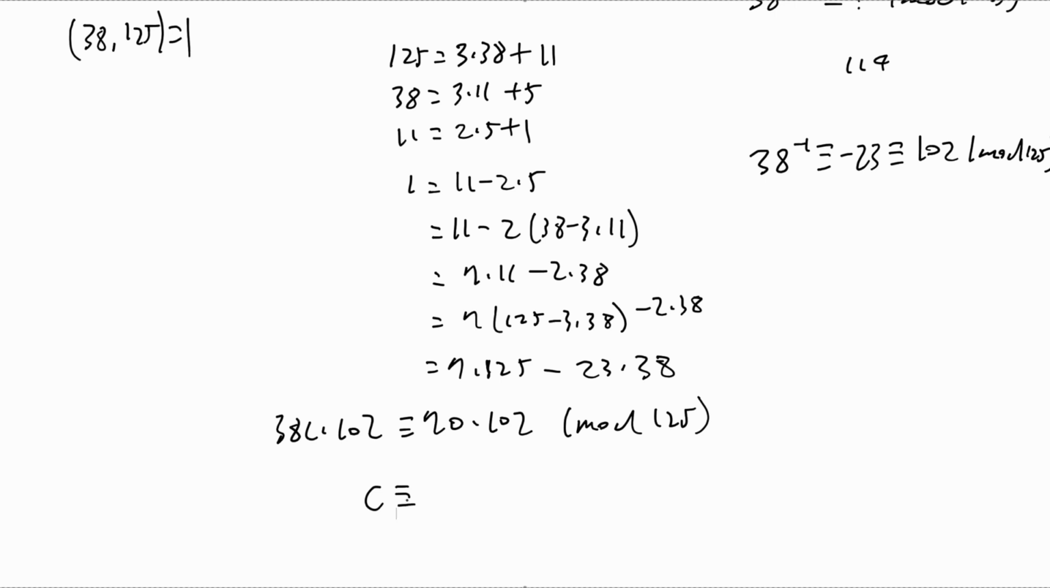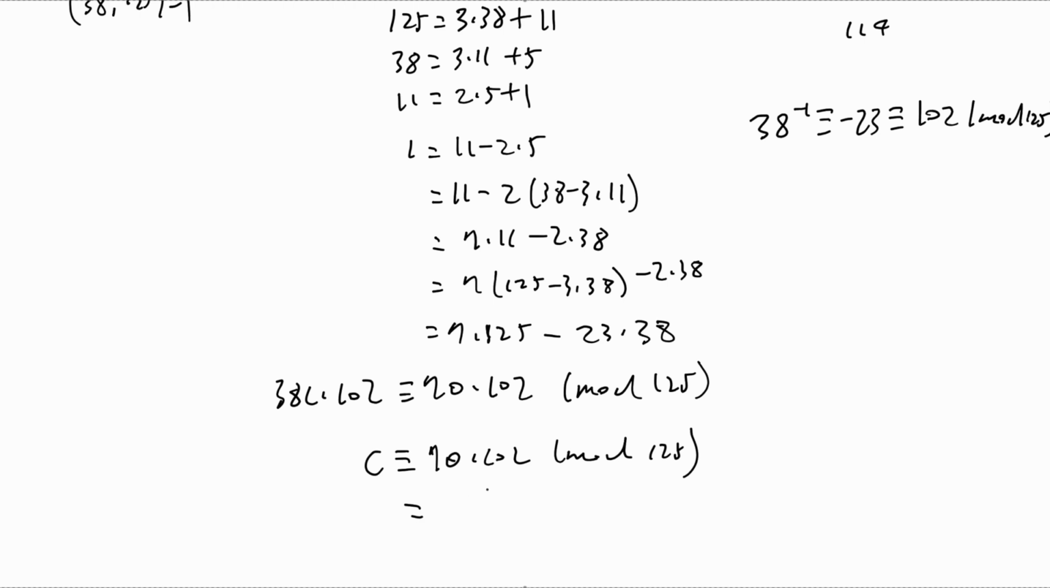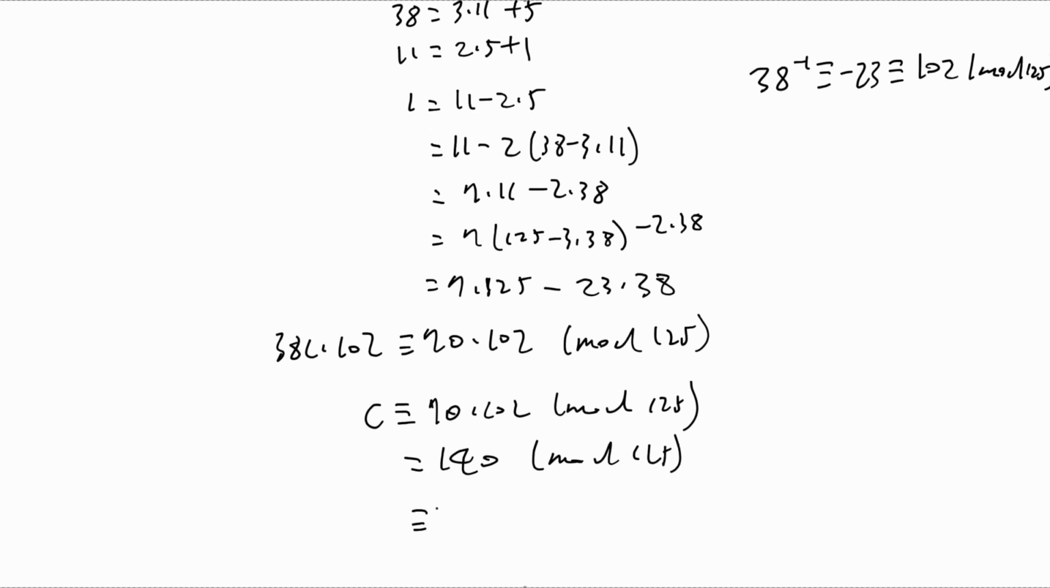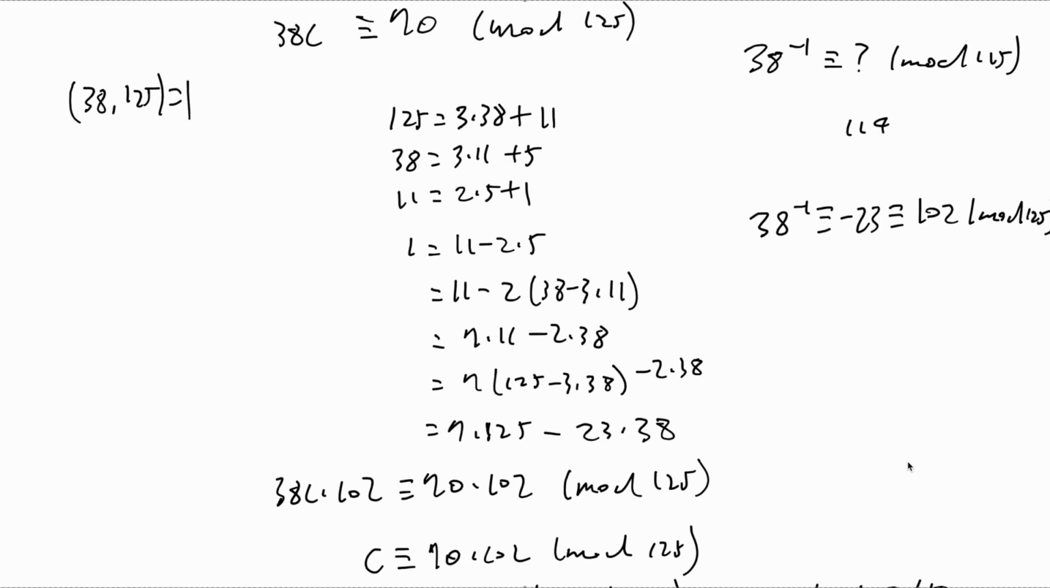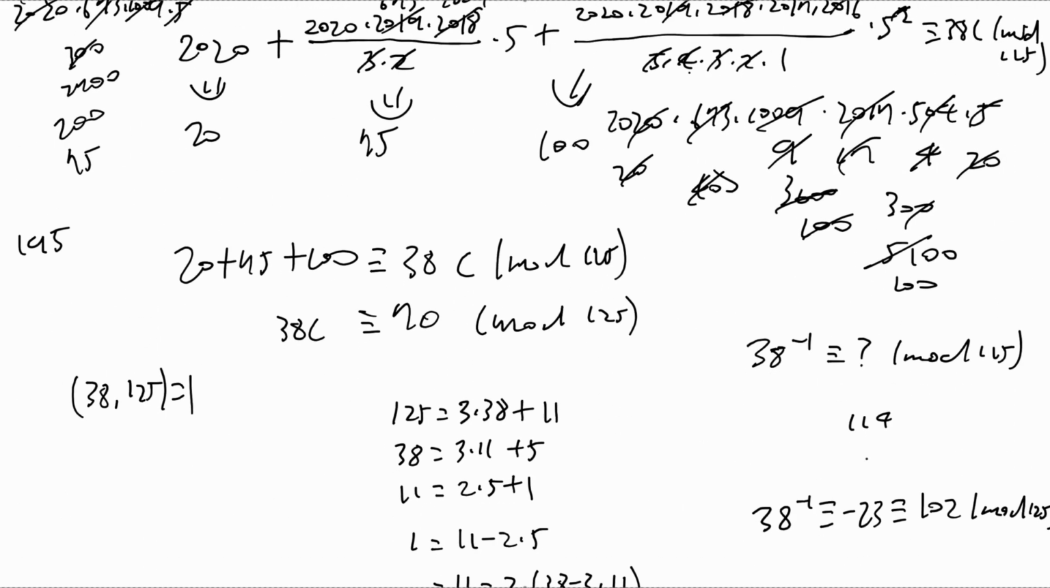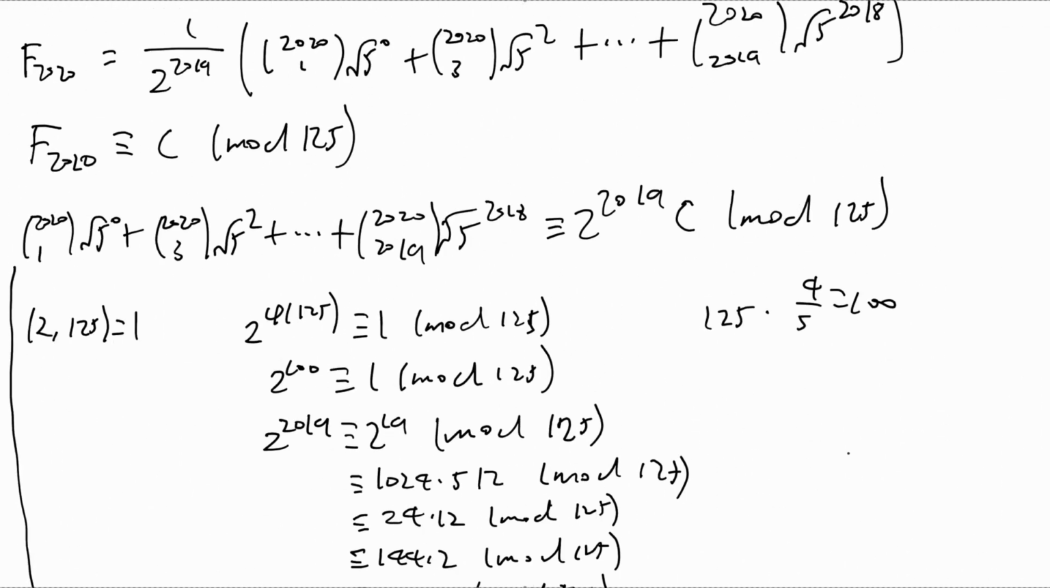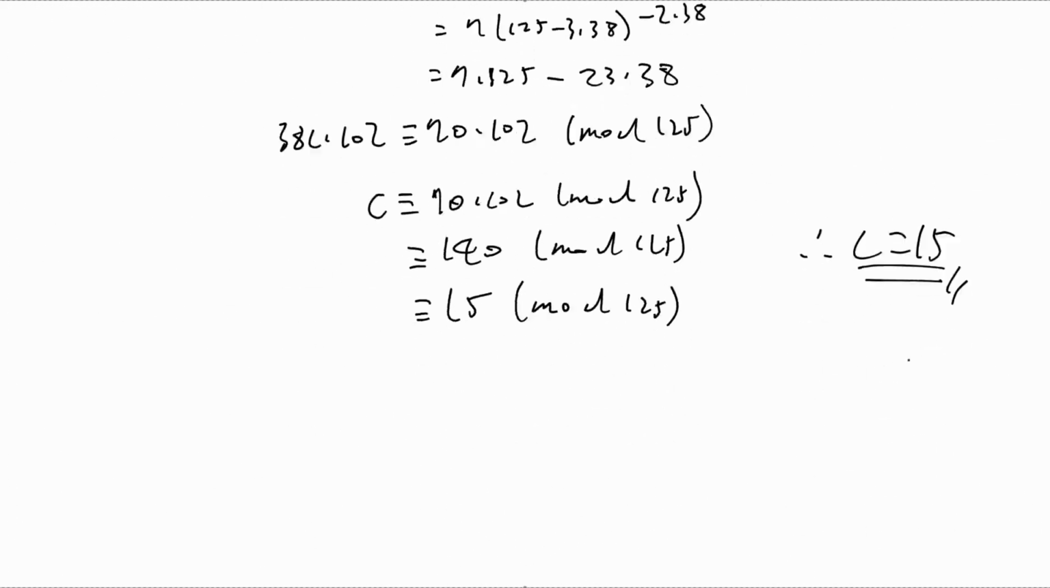So we know that C is congruent to, oh my goodness, do we need to calculate this? But we can use the trick again. So 140, which is congruent to 15 mod 125. So therefore C equals 15. We know these two things, so we know that B equals, where is B? Oh, B equals 3 and C equals 15.